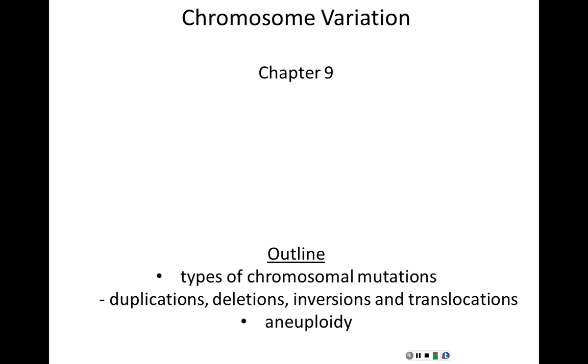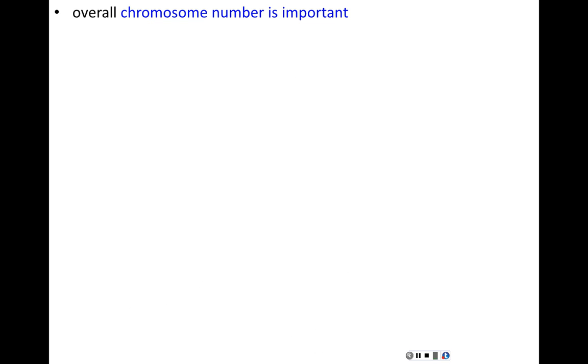We'll end the lecture talking about aneuploidy. That's when you have one or two chromosomes too many or too few. And polyploidy, which is when you have one or two sets of chromosomes too many or too few.